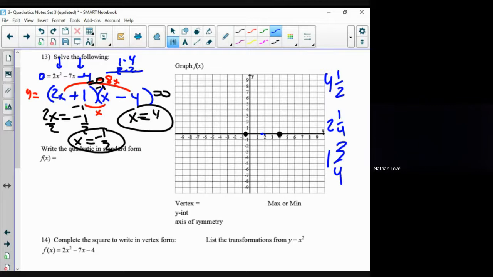Now I can't use mixed numbers. I have to write it as improper. So remember that 1 is really what? 4/4? And then 3/4 is still 3/4, and you just add that together, gives you a total of 7/4. Or you can multiply and then add, and that gives you that 7/4. So my axis of symmetry is 7/4.